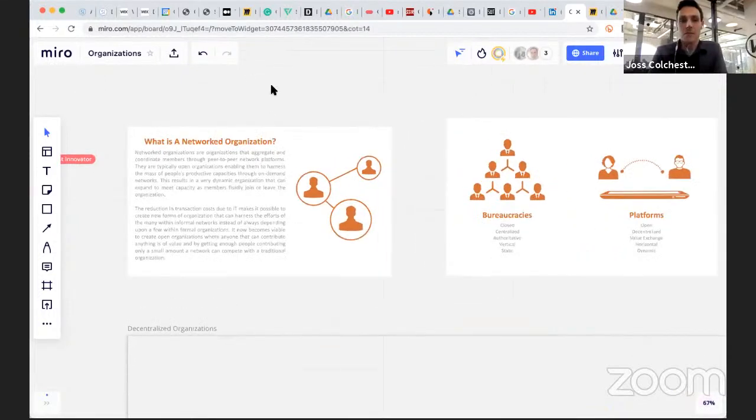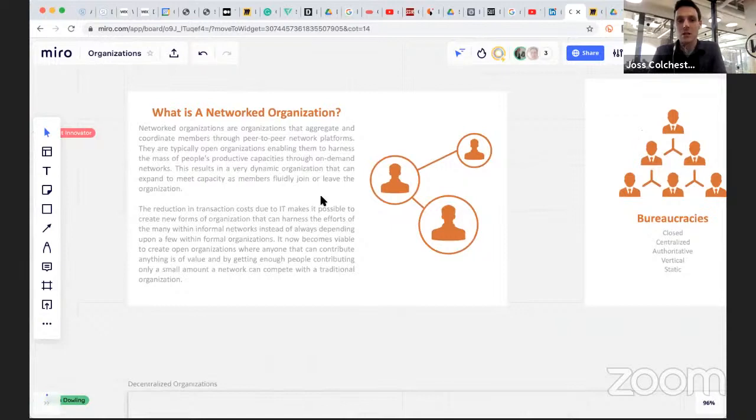So here we are. What is a networked organization or a decentralized organization? Lots of different ways of thinking about this and talking about this. Networked organizations are organizations that aggregate and coordinate members through peer-to-peer networked platforms or peer-to-peer networks. They're typically open organizations, enabling them to harness the mass of people's productive capacity through on-demand networks. This results in a very dynamic organization that can expand to meet capacity as members fluidly join or leave the organization. A reduction in transaction costs.